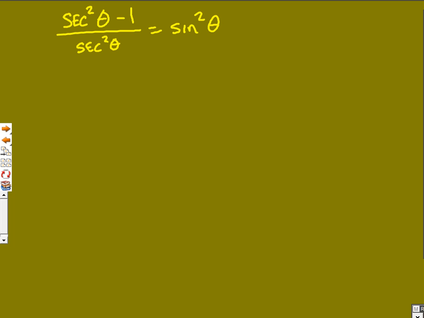All right, some more examples coming your way for verifying trig identities. Just a couple more complicated ones coming up here. First thing, I'm going to look at this one. More complex side is the left-hand side, so that's what I'm going to work with.